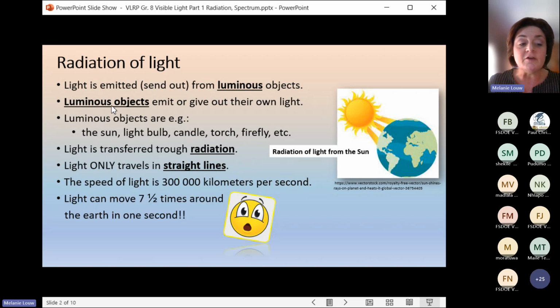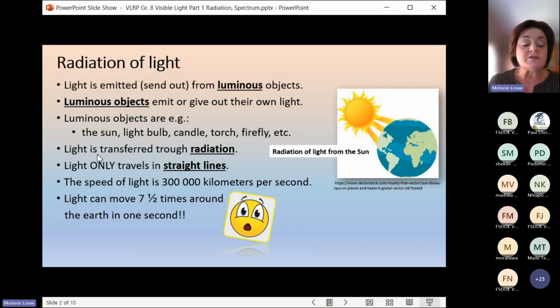And what are the luminous objects? They emit or give out their own light. So those are the two new important things that you need to remember. So what are examples of luminous objects? It can be objects like the sun, because the sun is always shining and it emits its own light. A light bulb that is switched on, a candle that is burning, a switched on torch, or something like a firefly that we can see at night sending out or giving off some light.